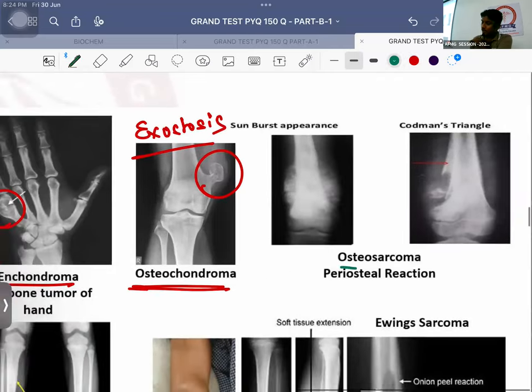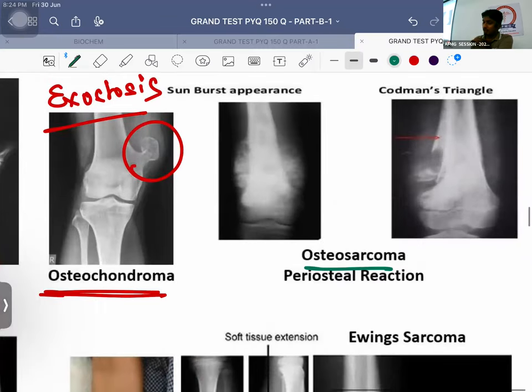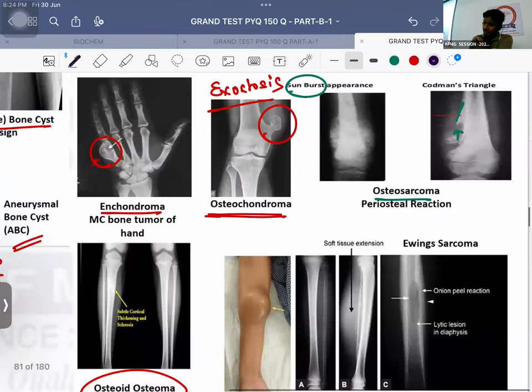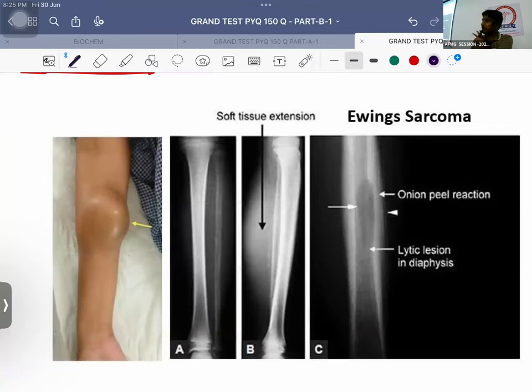Then osteosarcoma. Important. What is seen? Which appearance? You get the classical sun ray or the sunburst appearance due to the periosteal reaction. And second, you can see lifting of the periosteum known as Codman's triangle. Ewing sarcoma usually occurs in children less than 20 years. Okay, it should be most commonly seen in 1 to 10 years. But patients commonly come to us in 10 to 20 years of age.